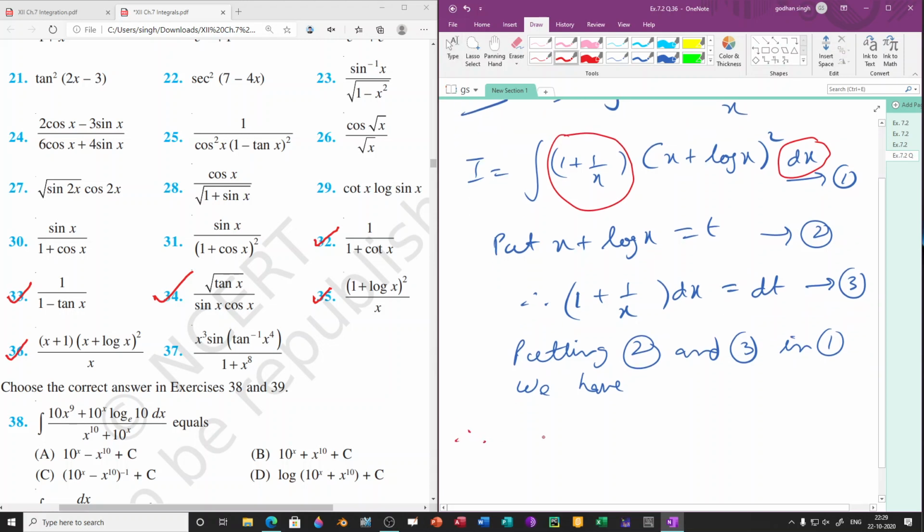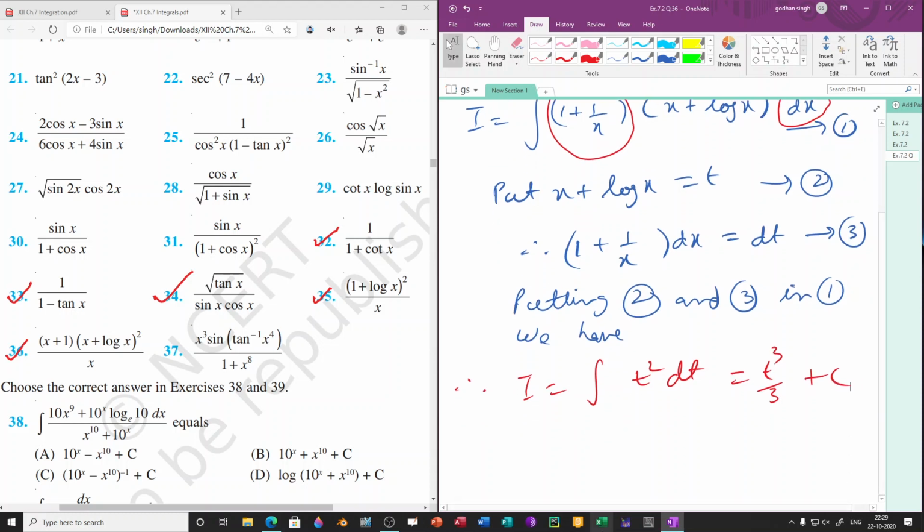Therefore, I equal to integration of t square dt, and integration of t square dt is t cube by 3 plus c, and just putting the value of t, therefore, I equal to (x plus log x) whole cube by 3 plus c. So this is the solution of question number 36.